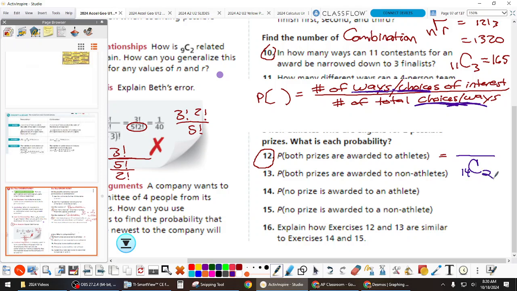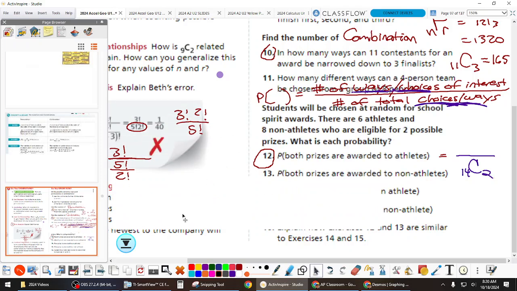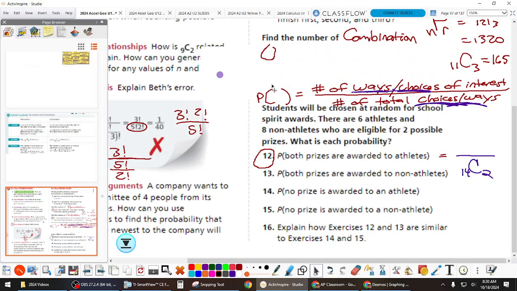Okay, numerator. How many ways can we award 2 prizes to only the athletes? 6. Yeah, so we move this out of the way. It says 6 athletes, okay? So maybe I'll put that up there. So 6 athletes, choose 2 of them.